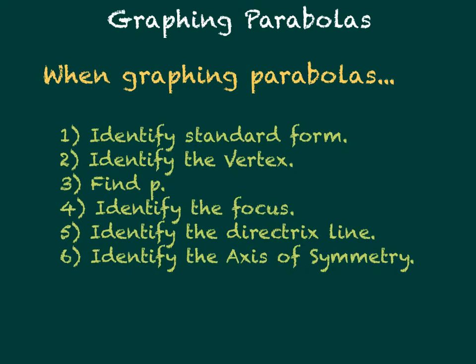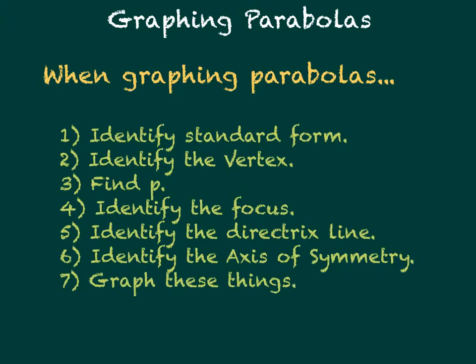Graphing parabolas. When graphing parabolas, there are several things we need to find. The first thing is we need to identify the standard form equation. Then identify the vertex from the standard form equation. Find P, which is part of that standard form equation. Then identify the focus point and the directrix line. And then finally, we want to identify the axis of symmetry.